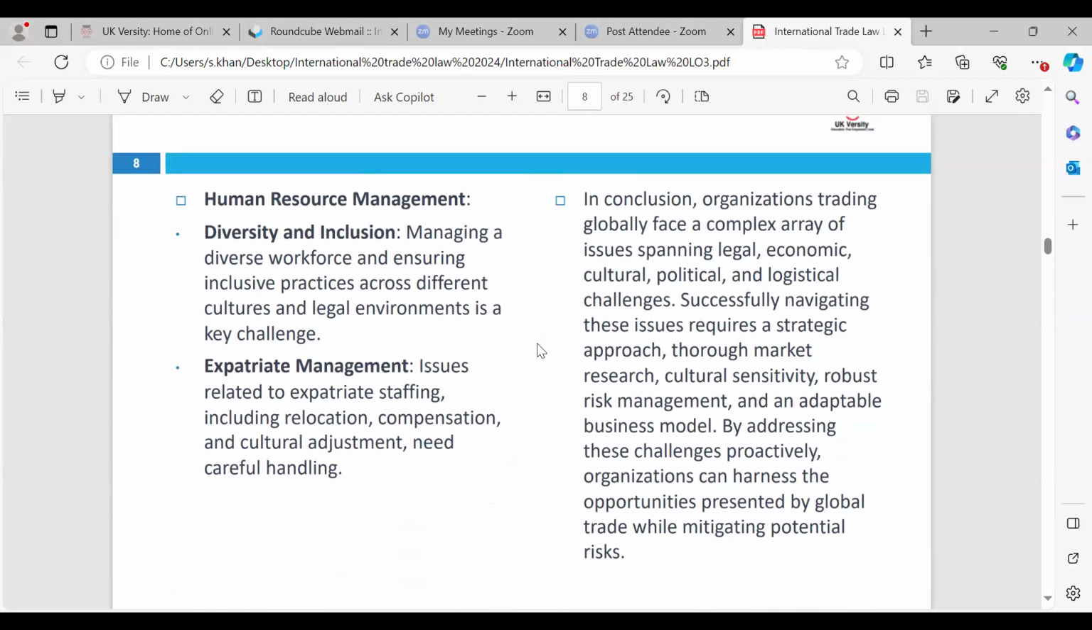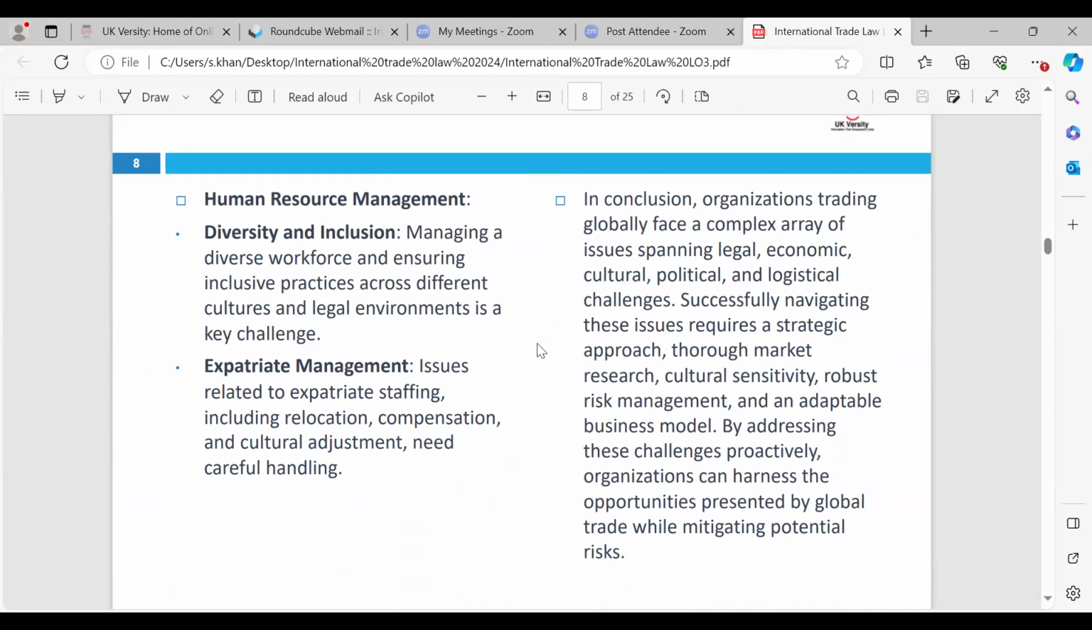Another important element is human resource management, diversity and inclusion. Managing a diverse workforce and ensuring inclusive practices across different cultures and legal environments is a key challenge.